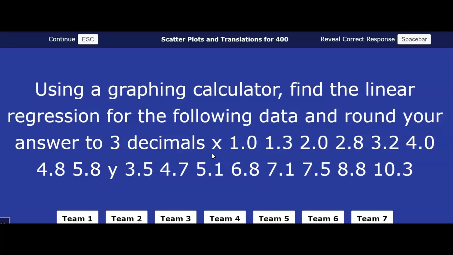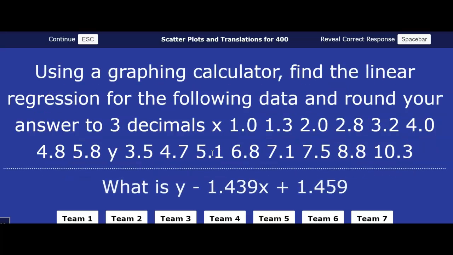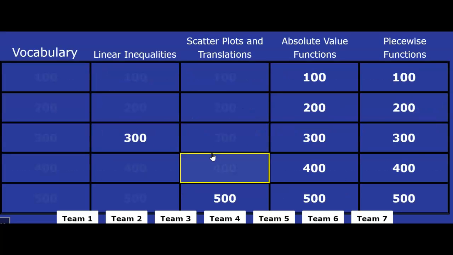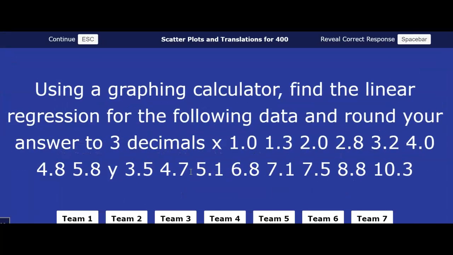Help me. Wait, how do I graph? I have a negative. How do I... negative? My A value, I got a negative. Wait, I have a question. Would you put them all into the L1 category? So the L1 are your X's, and they end right here at 5.8. Oh, I didn't see the Y. And then the Y's are these. Yeah, I'm just not sure.